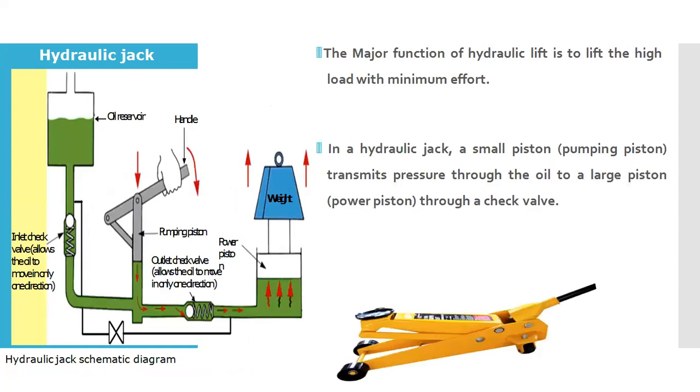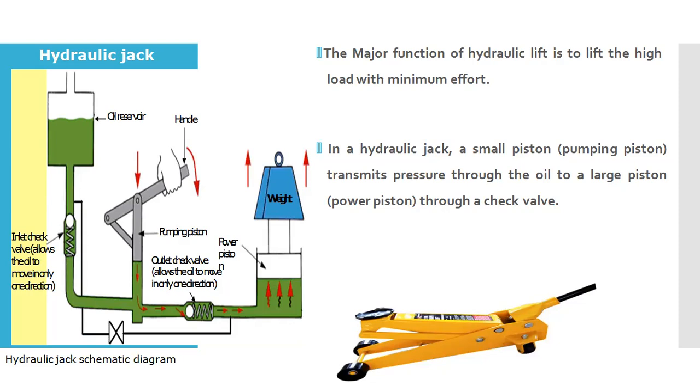And then you have the hydraulic jack. You can see here the example of the hydraulic jack. The major function of the hydraulic lift is to lift a high load with minimum effort. In a hydraulic jack, a small pumping piston transmits the pressure to the oil to a large power piston through a check valve. If you see the diagram of the hydraulic jack, you have the oil reservoir, and then the inlet check valve, which will allow the oil to move in one direction.